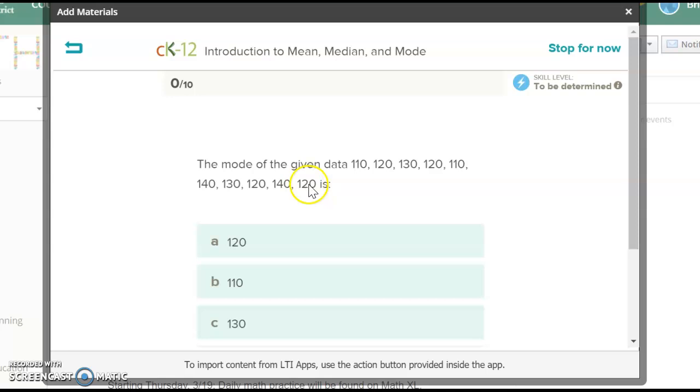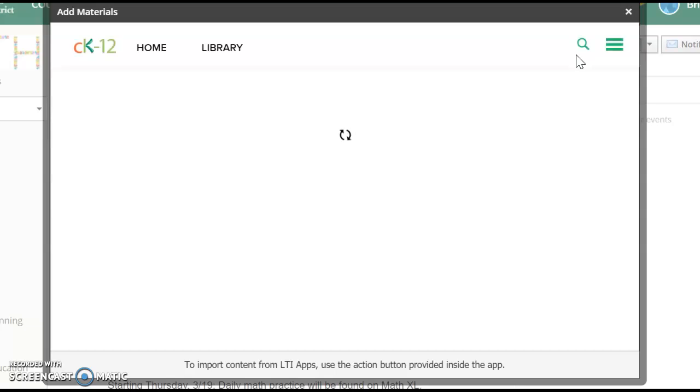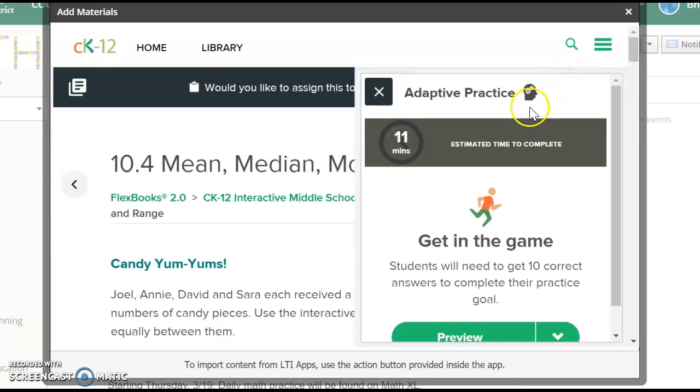All right, so the mode of the given data. Here's your data set. You just need to find the mode. Okay? I'm just going to hit stop for now. And just a reminder, once you get to this part, your work will be saved. So if you answer 3 questions and want to come back, you can just hit stop for now. And when you come back, it will pick up where you left off. Okay? When you get to the practice part, I'm just going to hit stop for now. And once it gets back to the interactive, I'm just going to exit out of this here.